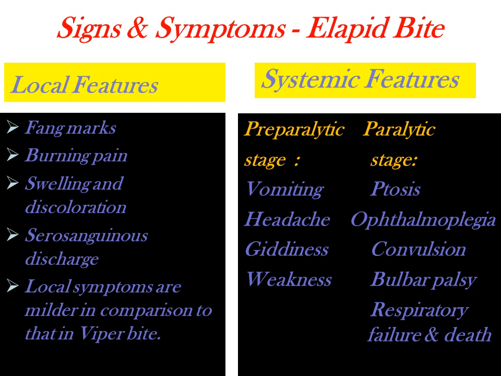But whenever the paralytic stage starts, which starts very soon in case of krait bite, it includes the ptosis, ophthalmoplegia, it can be convulsion, and bulbar palsy resulting into respiratory failure and eventually death. So there are a whole lot of areas where the people die before they can come to the hospital after they have identified that something wrong has happened.